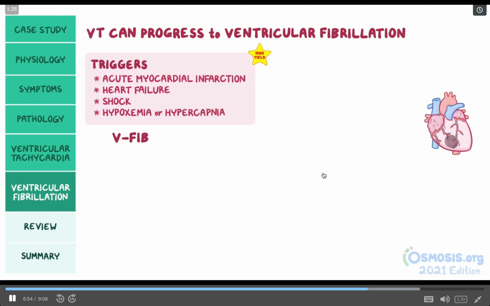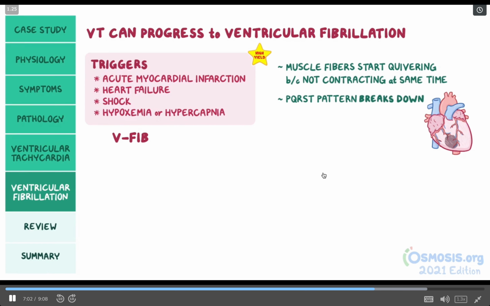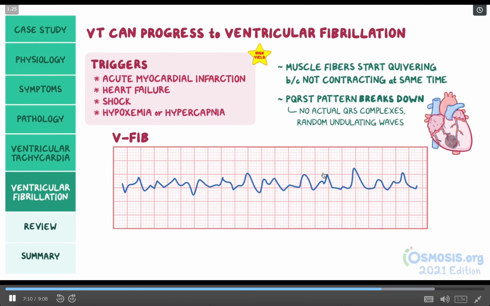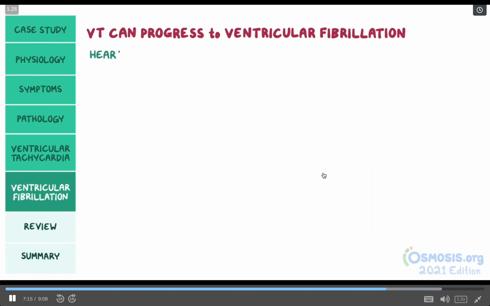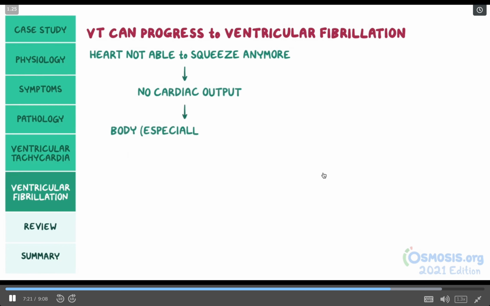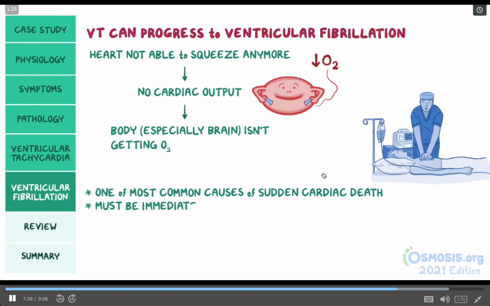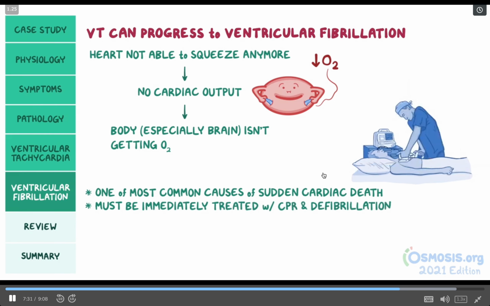In ventricular fibrillation, the heart's muscle fibers start quivering because they're not contracting at the same time. On ECG, the whole PQRST pattern breaks down completely, and there are no actual QRS complexes, just random undulating waves. And it's important to be able to recognize this pattern since the situation is extremely dangerous. Essentially, the heart's not able to squeeze anymore, so there's no cardiac output. As a result, your body, especially your brain, isn't getting fresh oxygen. That's why ventricular fibrillation is one of the most common causes of sudden cardiac death, so it must be immediately treated with CPR and defibrillation.